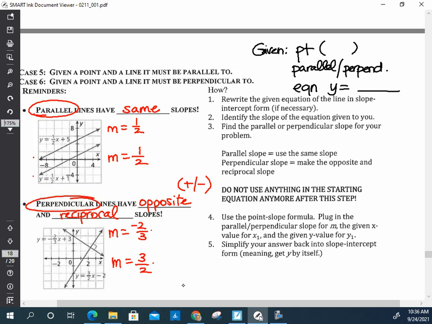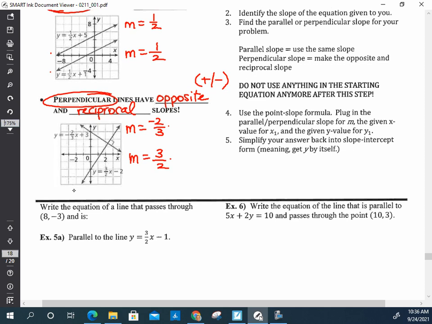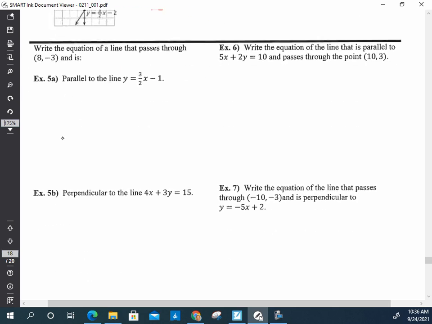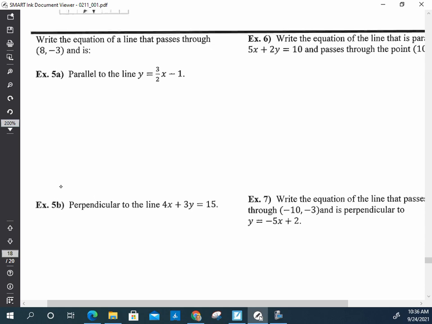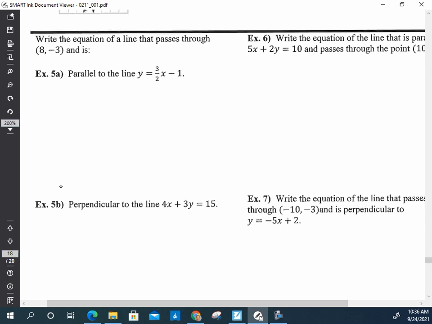To highlight this, we're going to look at example 5, both A and B. For 5A, we're being asked to write the equation of a line that passes through (8, -3). So there's the point that I was talking about. And it is parallel, remember they will tell you parallel or perpendicular, to the line y equals 3/2x minus 1. So those are the three parts that I had mentioned earlier.